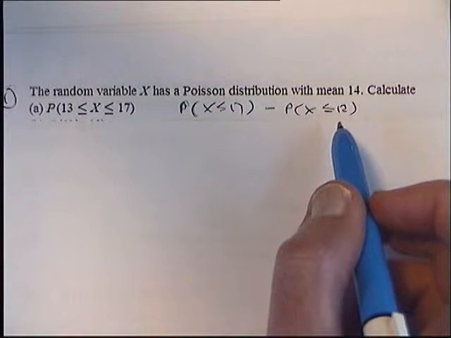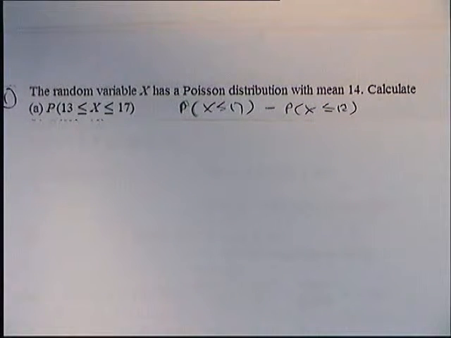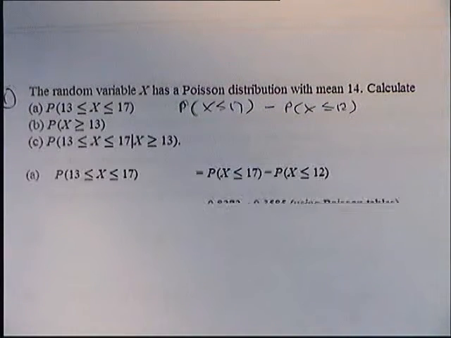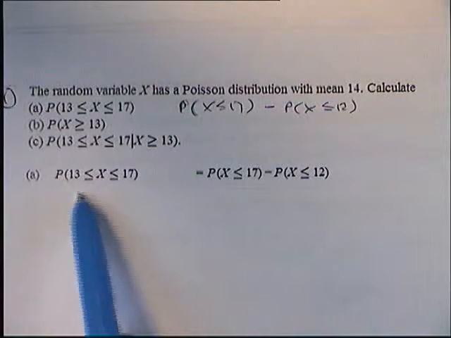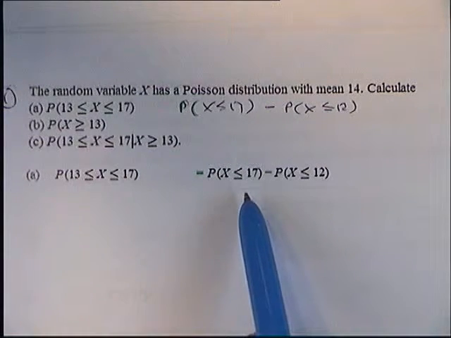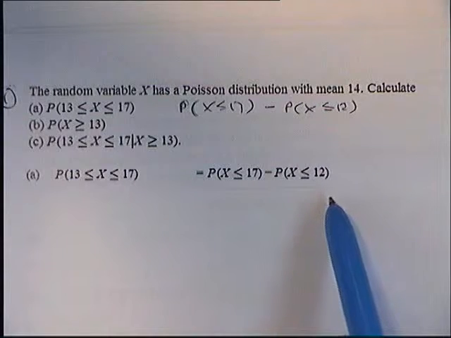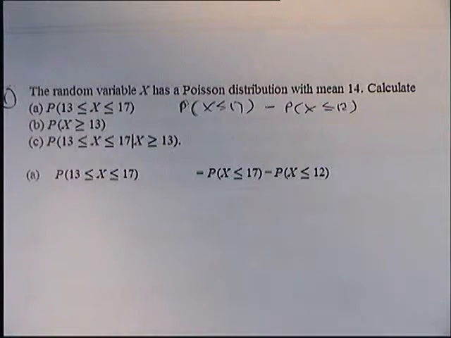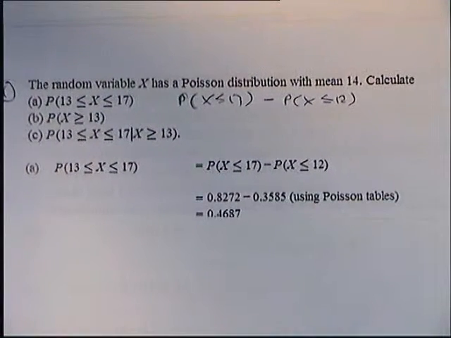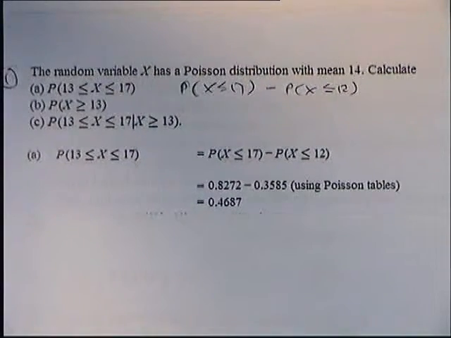When you had split it up like that, where did you go next to get the answers for those two things? Tables. Just straight from the tables, yeah. Okay. So here we go. Between 13 and 17 is the 17 or less, take away the 12 or less, because you're left with 13 to 17. Then it says, using Poisson tables, you get your answer.